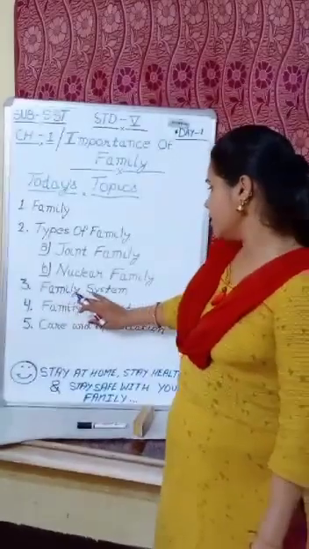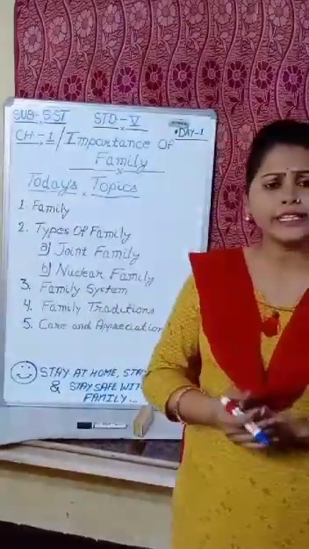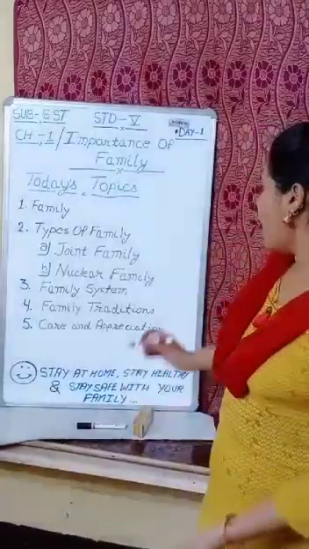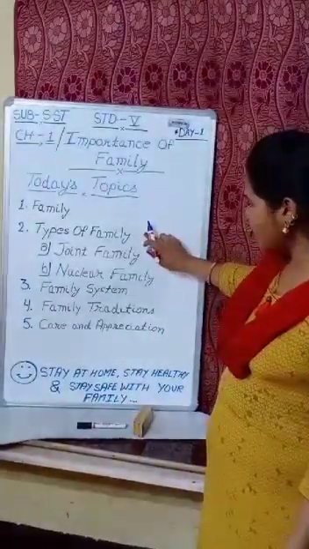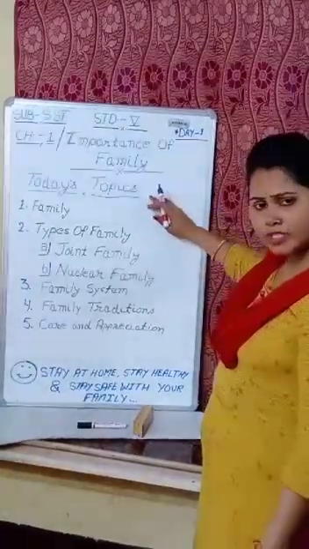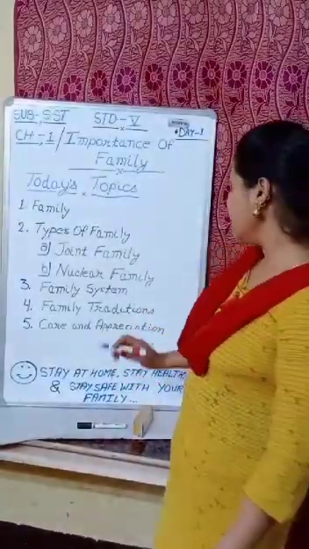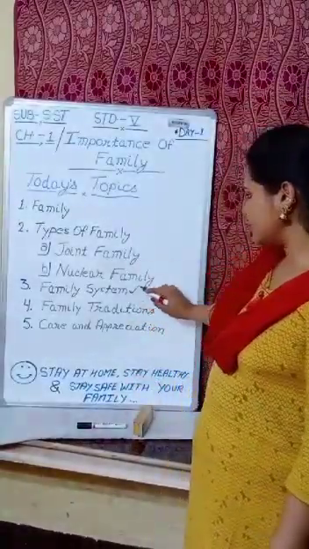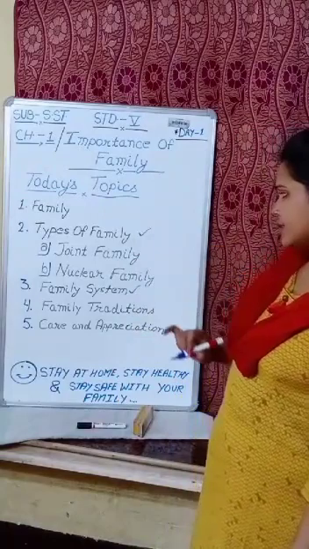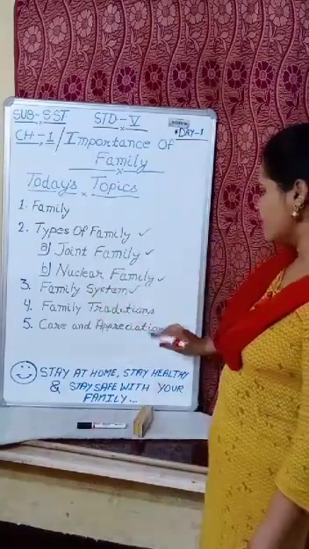That is the family system. Do you know how it works? It works like a chain. Okay? Our grandparents, our parents, then their children. Again, children, grandparents, parents and children. So it works like a chain. Okay? So that was the family system. We have discussed the types of family, joint family, nuclear family, and now the family system.